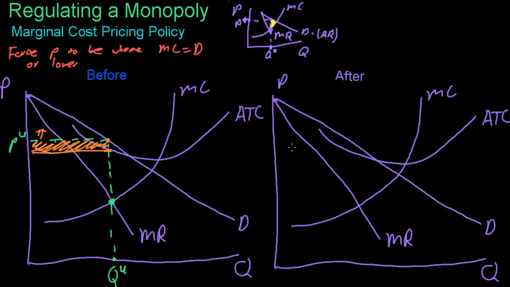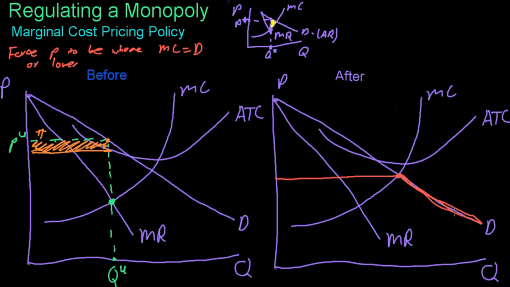So what does that look like in this diagram? Well, this is where marginal cost is equal to demand. So the price is going to be fixed right here, or it could be lower. So our new demand line is going to be this. And I'm just going to color right over it, and we will call this D1.